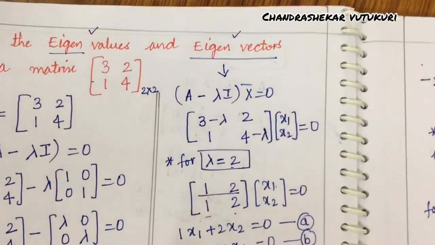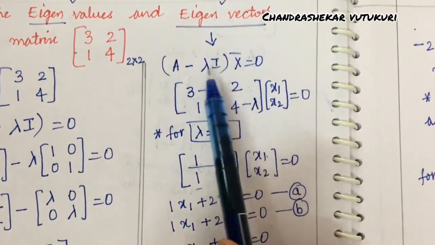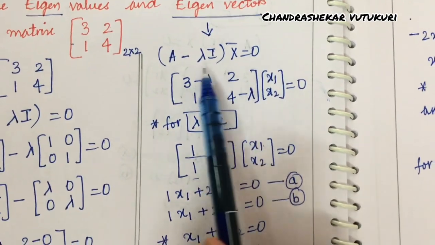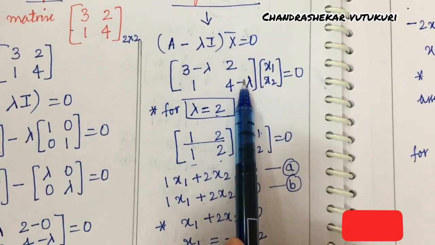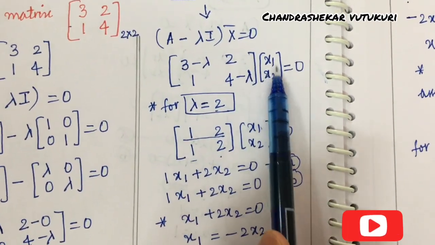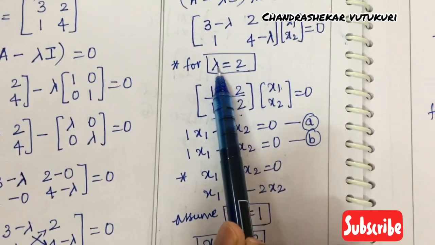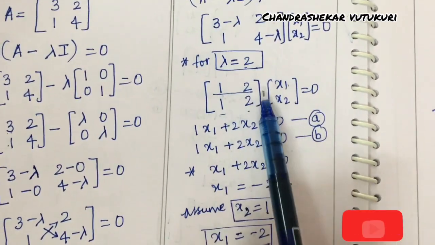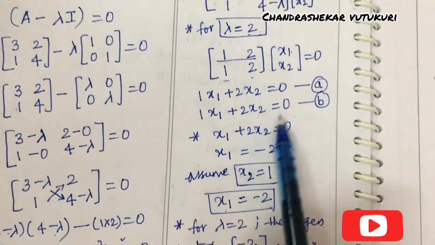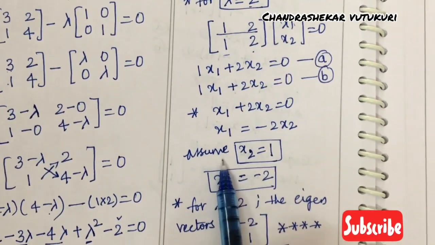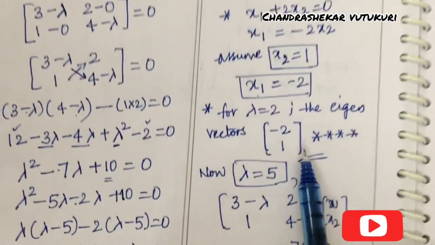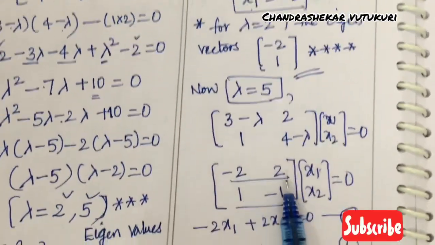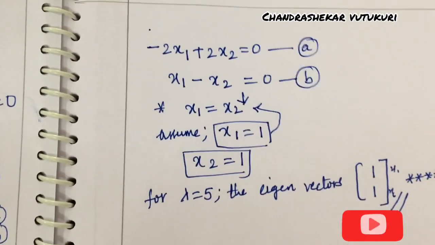Once the roots are known, we work out the eigenvectors by using this formula where A minus lambda I is already worked out and x becomes x1, x2 for a 2 by 2 matrix. If it is a 3 by 3 matrix, x1, x2, x3, isn't it? For lambda equal to 2, substituting in this matrix, you are going to get the reduced equations A and B, and assuming that x2 equals 1 in this relation, x1 will be minus 2. Similarly for lambda equal to 5, you are going to work this out. This is how you are supposed to work out the eigenvectors and eigenvalues.